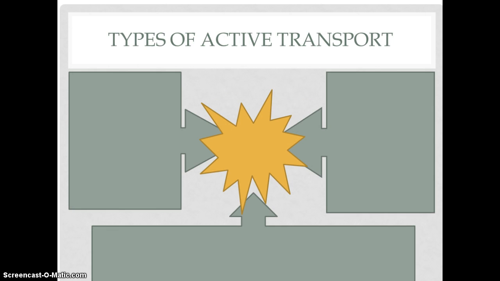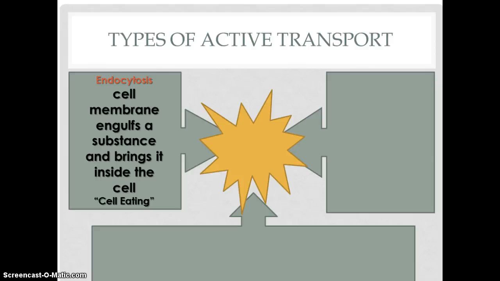Now let's refer to the second Venn diagram graphic organizer located on your review handout as I go through the three types of active transport. Endocytosis is when a cell membrane engulfs a substance and brings it inside the cell. You could think of it as cell eating.